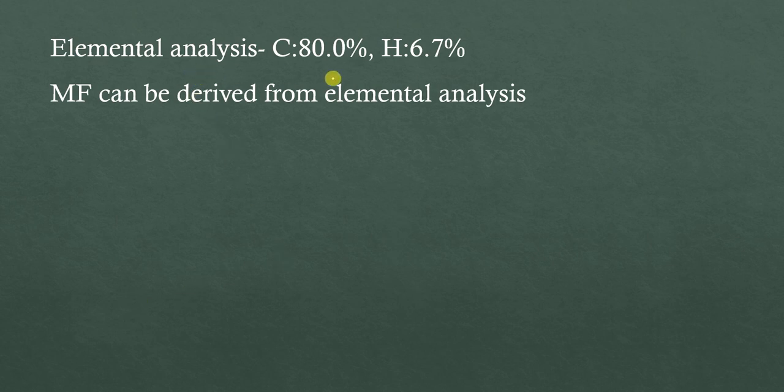So from elemental analysis we can derive the molecular formula. This we have discussed in an earlier session as well, so we'll quickly do this. Carbon is 80.0%, hydrogen is 6.7%, right? If you make the sum of these two, it will be 86.7. So it is not 100. Whatever the remaining percentage we have, that will be the percentage of oxygen. So this compound must contain oxygen. That should be 13.3.